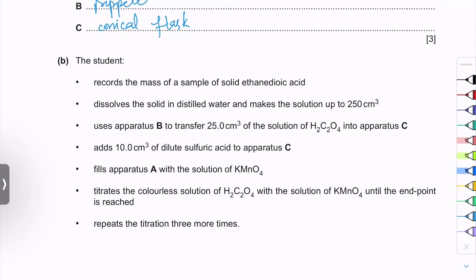Sir, adding water. And he's trying to... Is he going to add 250 cm cube of water? No, sir. Until the entire solution is 250. Exactly. But why didn't he just do it right away? Why did he first dissolve it in distilled water, then make it up? Why couldn't he just take some amount of water, add the solid and mix it together? Why did he not do that?